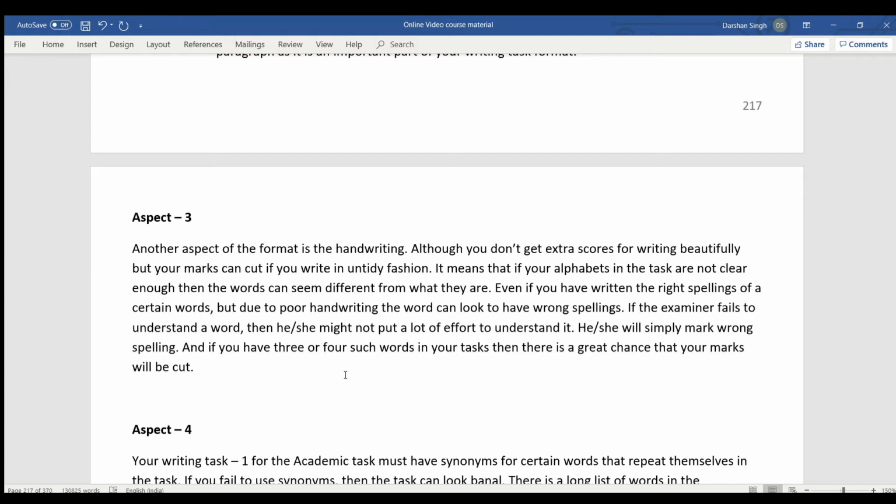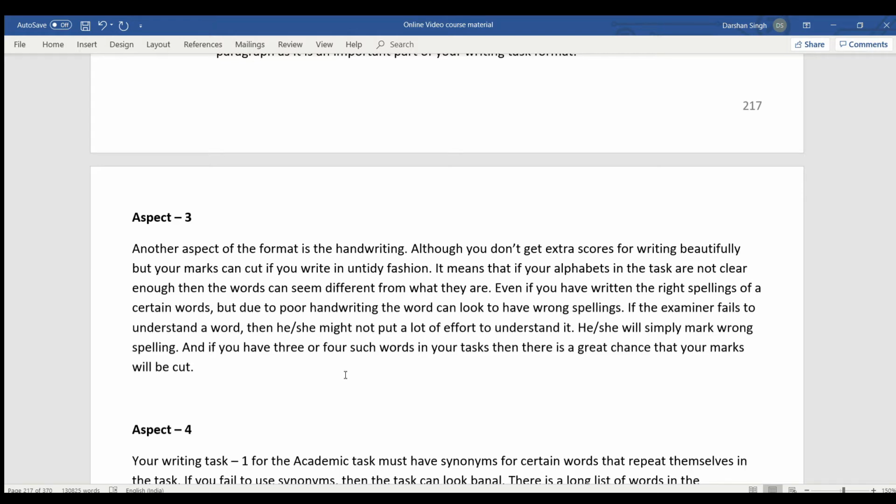So I repeat again, when you write your tasks, always keep in mind that your alphabets are in the right place. If some of your alphabets are not put the way they must be put, then the examiner can think of it as a spelling error.